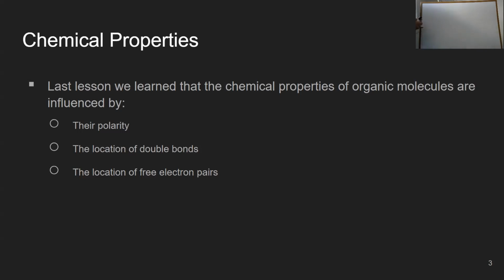So the polarity, the location of double bonds, and the location of free electron pairs. So the polarity or the lack thereof is the dispersion forces. Location of the double bonds is dipole-dipole forces. And the location of the free electron pairs is hydrogen bonding.